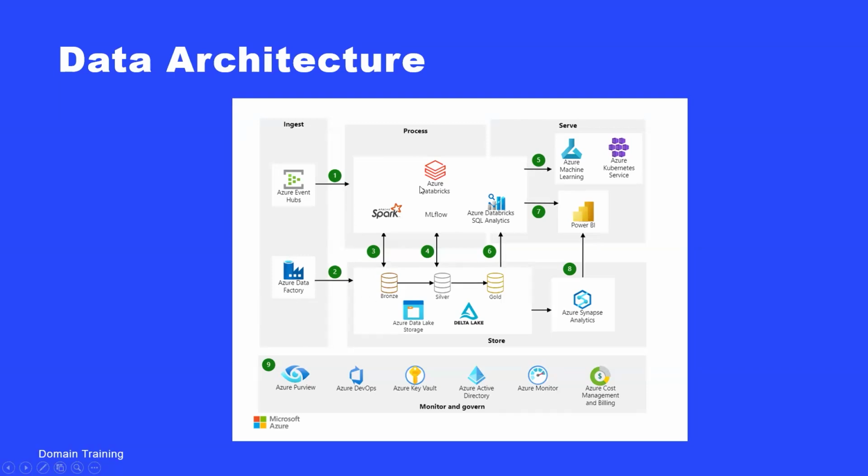So under the processing layer, you have your Azure Databricks, which uses a Spark engine for big data. And then you have MLflow, again a framework for your data science or ML workloads. You have your SQL analytics using Databricks. That is the process layer. But under store, this is very, very important, guys. Pay attention to this. So using Azure Data Factory, you will ingest data into three layers, right?